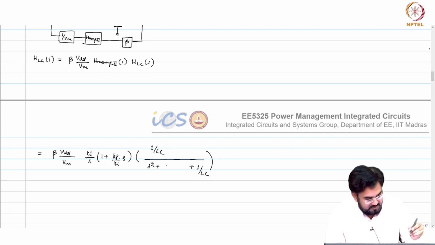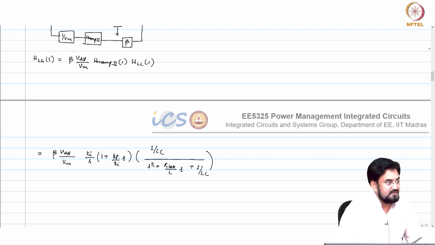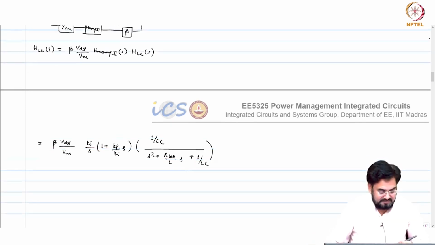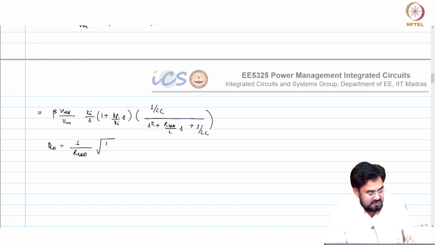Wait. So, can you find the Q naught from here? R loss by L into S. This is what you are saying. So omega naught over Q naught. What was the Q naught? Anybody remembers? 1 over R loss square root L over C.